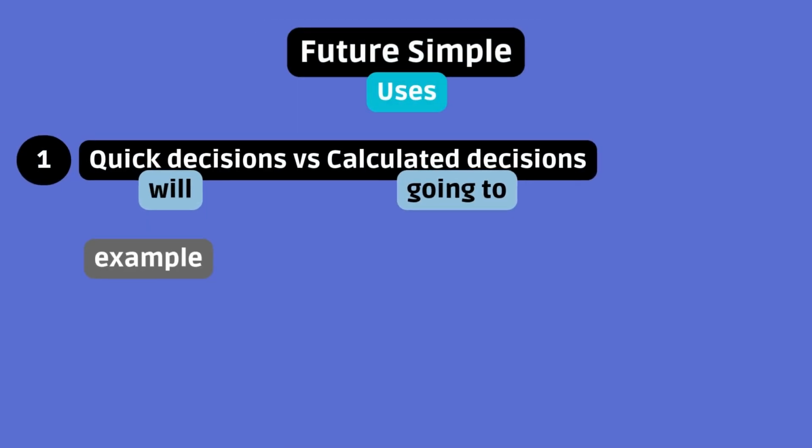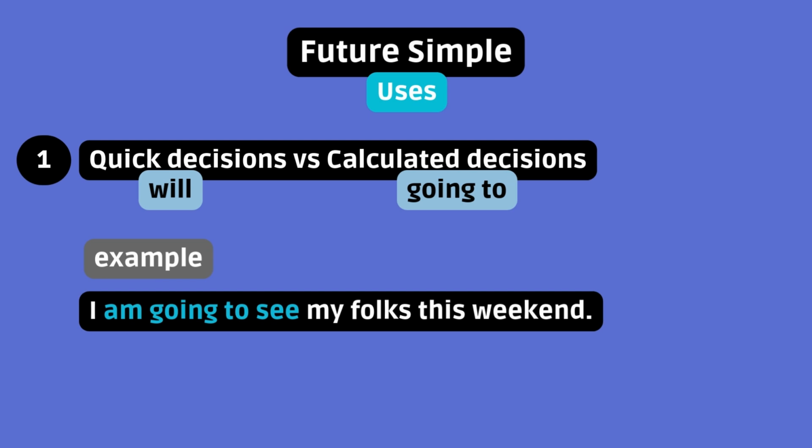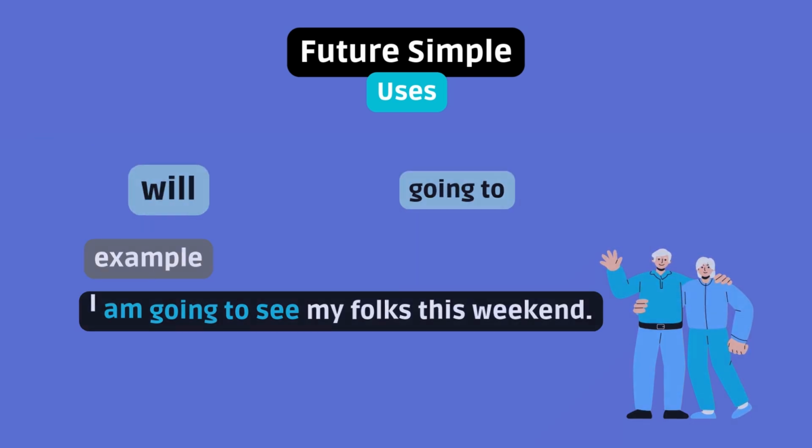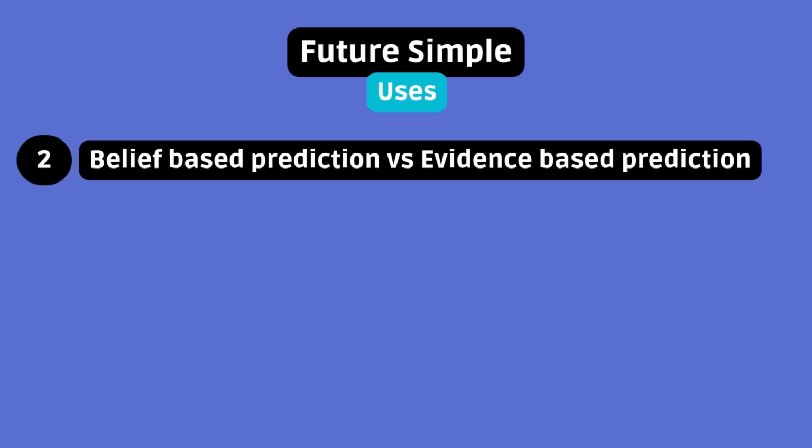I am going to see my folks this weekend. There's probably a family gathering for a relative's birthday, so this has been decided beforehand. Belief-based prediction versus evidence-based prediction. Will is used to convey a prediction based on one's opinion, while going to requires some factual support.